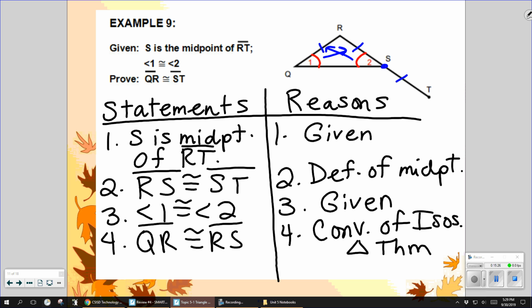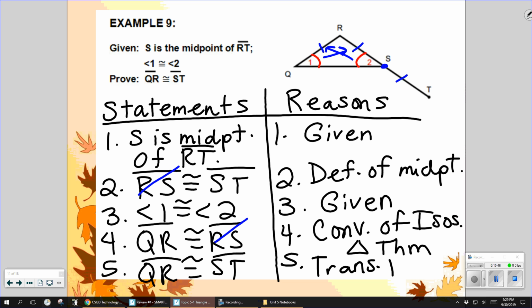And then if I know RS is congruent to ST and QR is congruent to RS, then by the transitive property, I know QR is congruent to ST. And that's what I was trying to prove. By transitive property of congruency. And there you go. That's how you can use isosceles triangle theorem or its converse to help you prove something about triangles. All right, that was topic 5-1, triangle property.